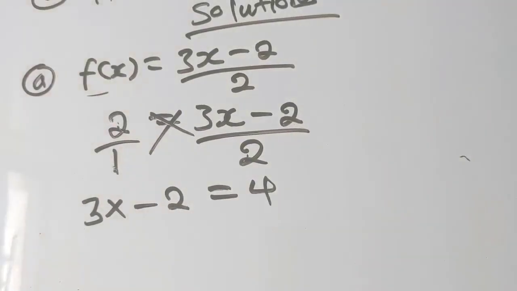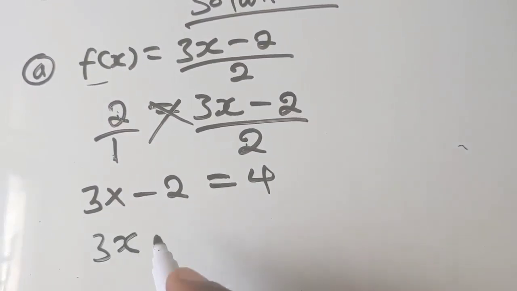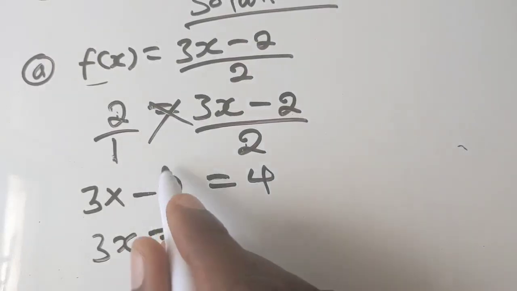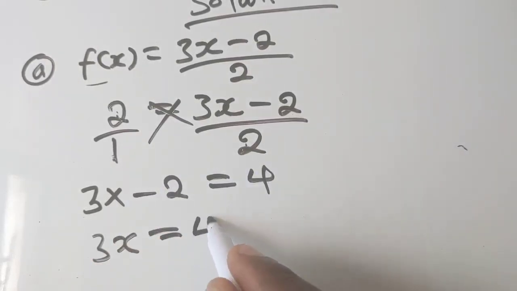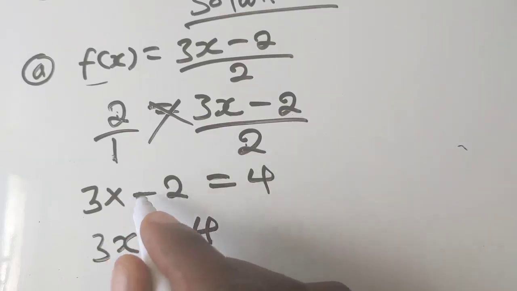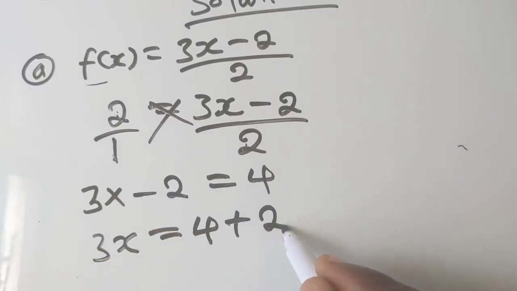That is a simple equation that you cannot fail to solve. So now you solve 3x. Here, to make x the subject, since you are finding the value of x, 3x is equal to 4. These are the like terms, so you just collect the like terms. When negative 2 crosses the equal sign, it becomes positive 2, like that.